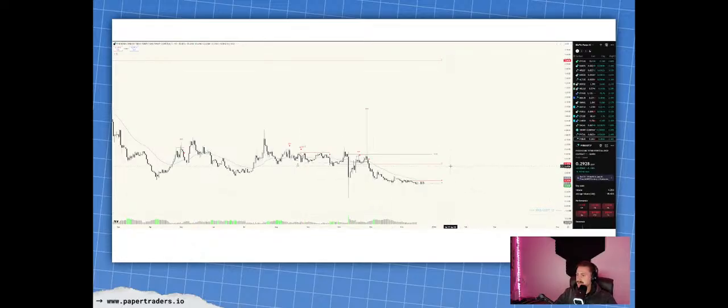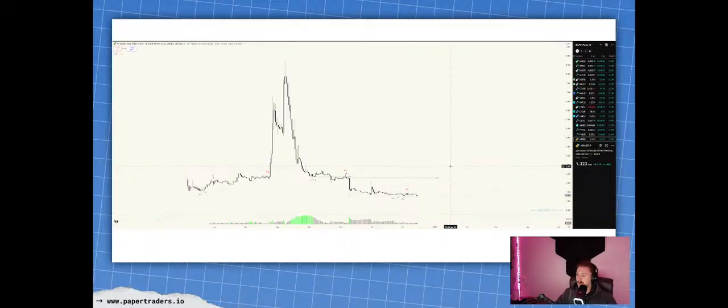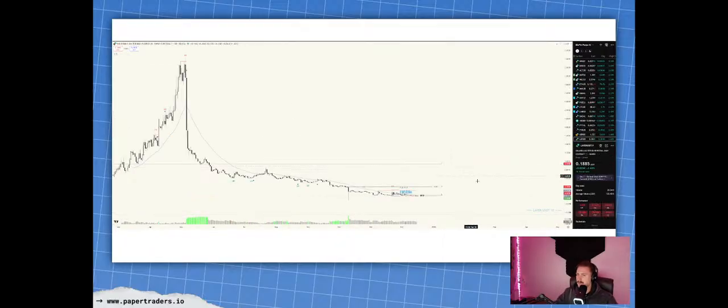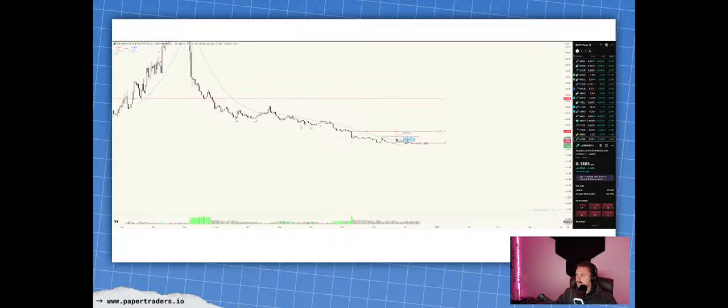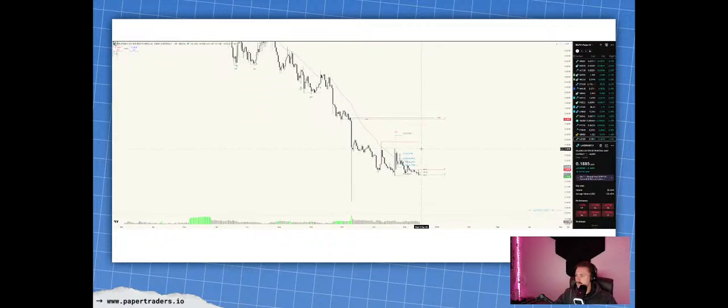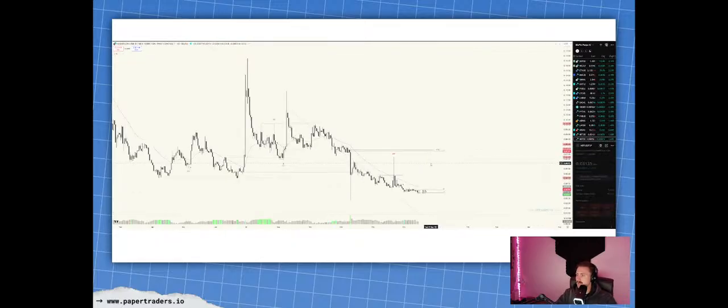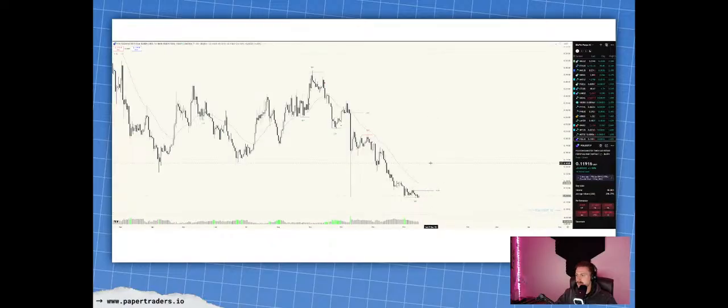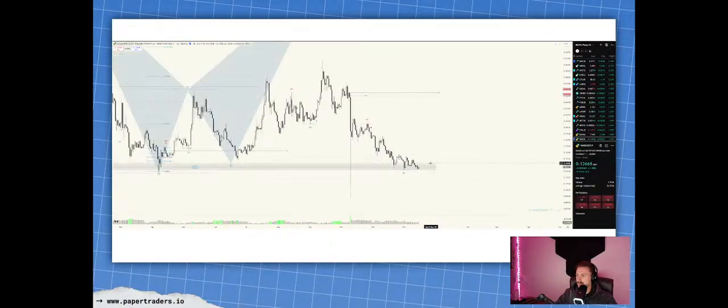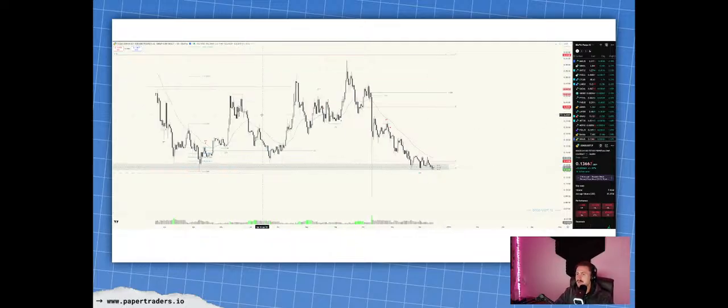Clean up some of these charts, and all those previous runs. Layer, AVAX, HFT, that's decent. Polkadot. Doge got destroyed.